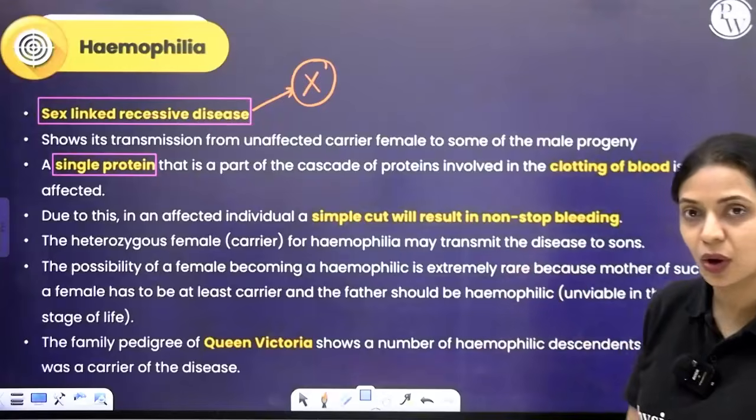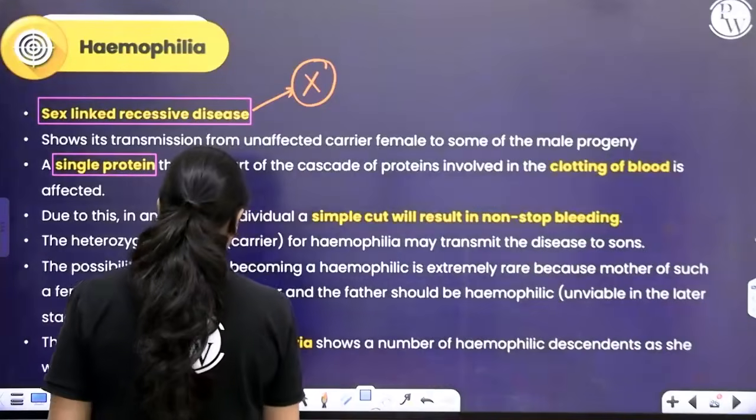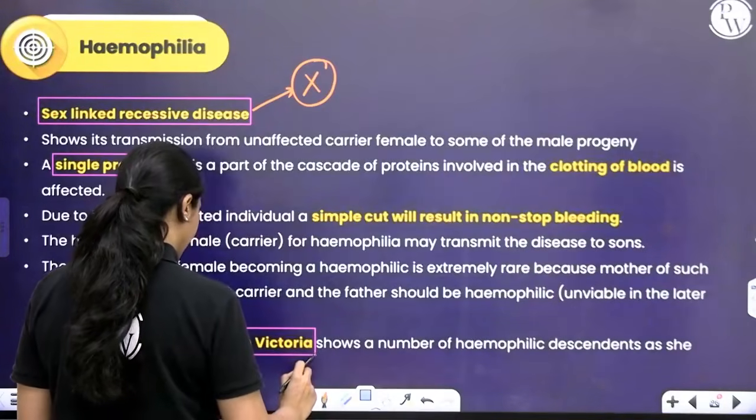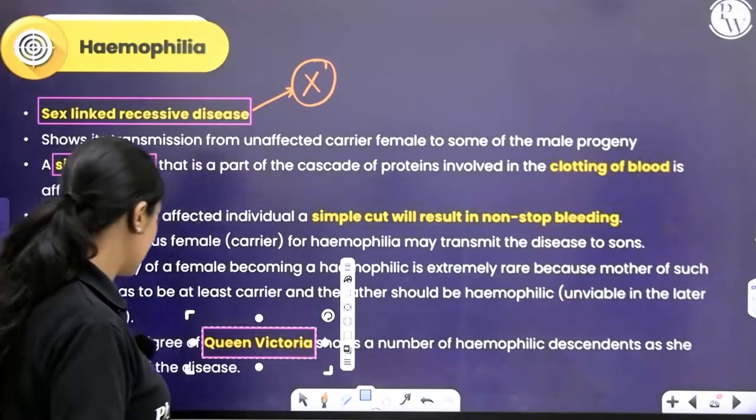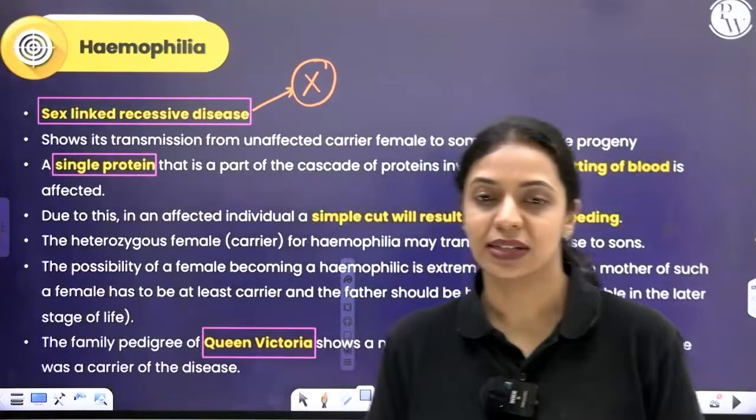This is also called the royal disease because of Queen Victoria, you know Queen Victoria, right? In her family, many people apparently suffered from this disease. So it is also called the royal disease.